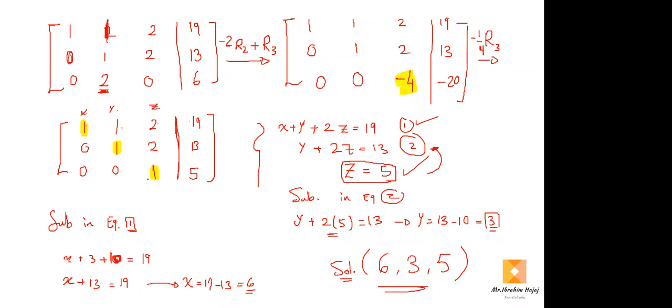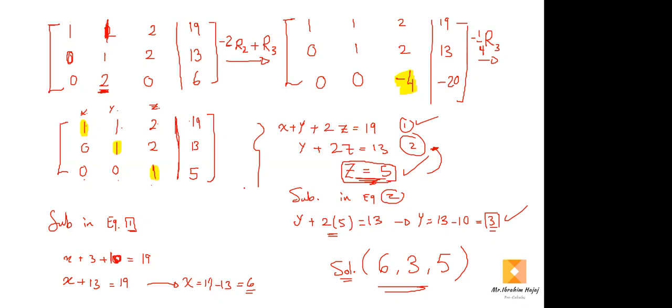Call it equation 2. And from the third row, 0x, 0y plus 1z, so 1z is 5, and z is 5. Take this value, 5, and replace it in the second equation. Substitute in equation 2: 2 times 5 is 10, 13 minus 10 is going to be 3. And then take all of this, y and z, and substitute in equation 1 to get x.